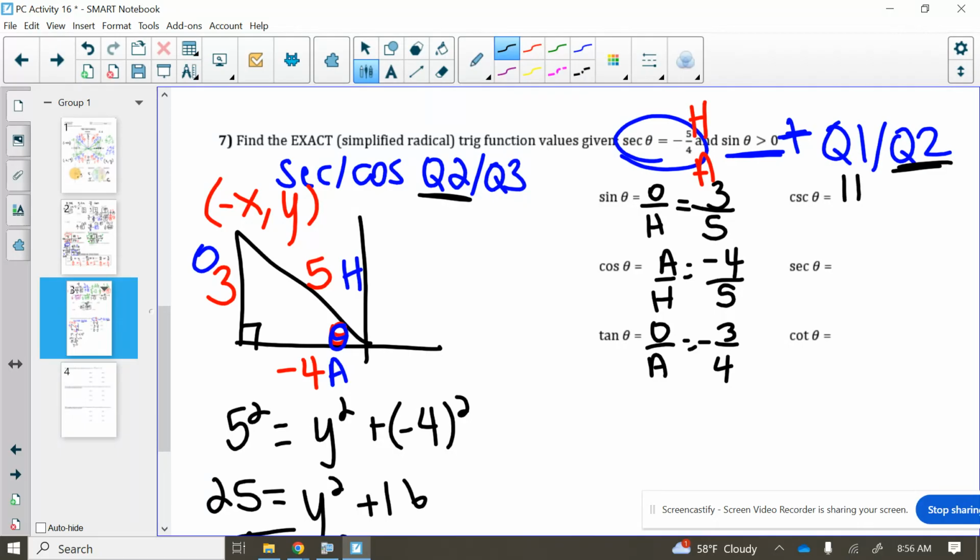And then to find each of our reciprocal functions, we are just flipping these fractions. So instead of 3 over 5, we have 5 over 3. 5 over 4, still keep the negative. And then 4 over 3, again, still keep that negative.